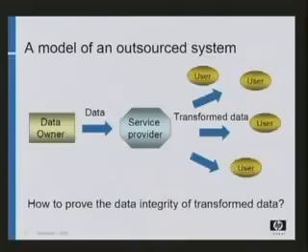And the model that we consider specifically is shown here. It consists of three parties. One is the data owner. The other is the service provider. We also call it the middleman, which is the role of HP. And the users are clients of the data owner. So it can be people in Canada who want to get money from the Canadian bank.